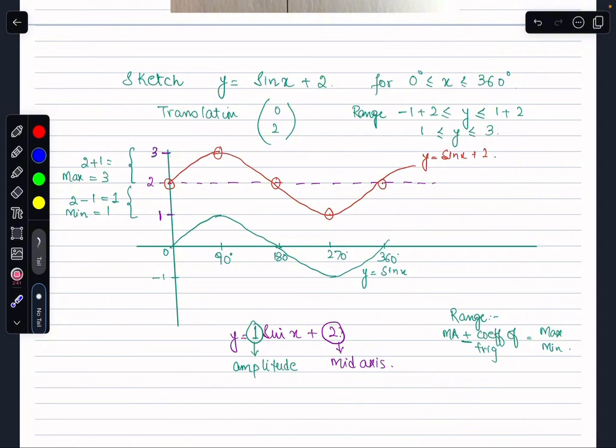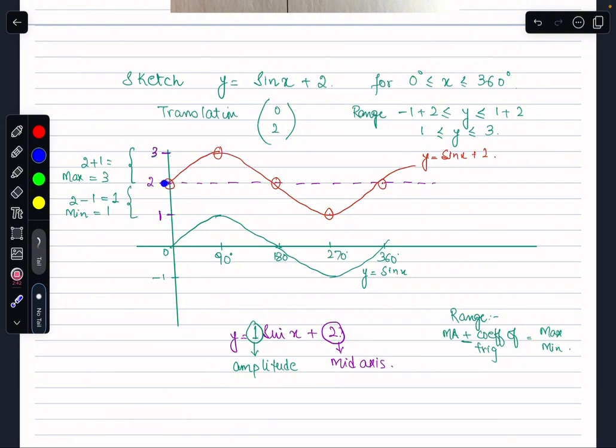And another thing that we have discussed here is that the constant in the equation is actually the mid-axis. That means from the mid-axis I should be having the amplitude, or the height of the graph, upwards above the mid-axis or below the mid-axis, and this amplitude is actually the coefficient of the sine or the trigonometric function. In this case, it's a 1.